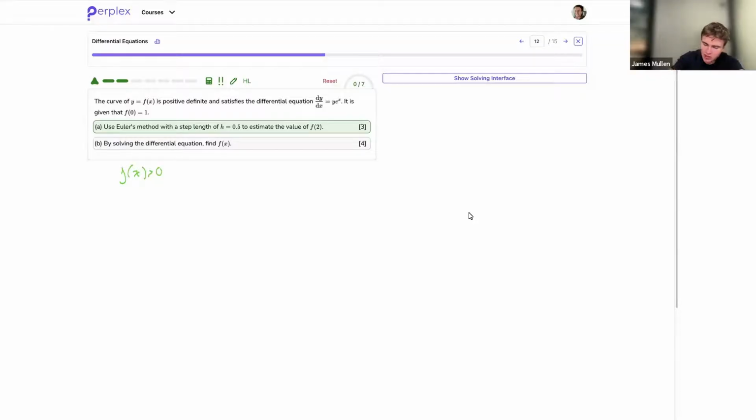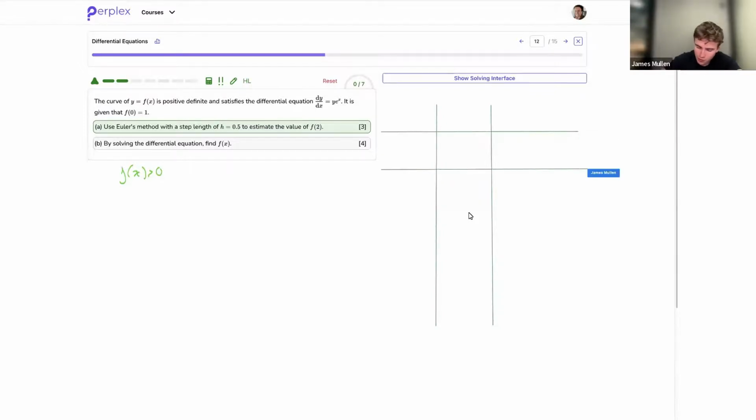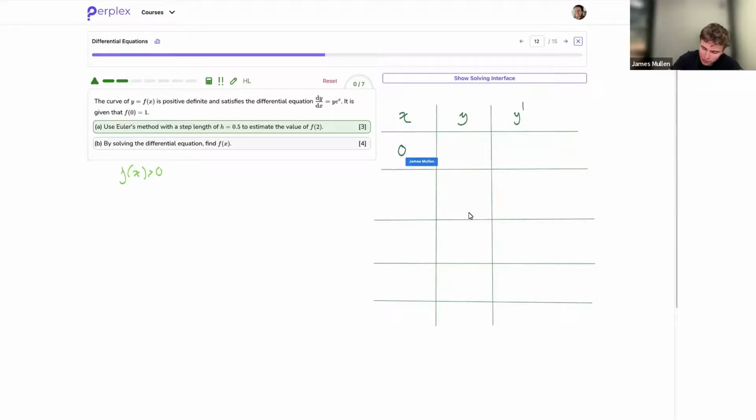What I'm going to do is construct a table to use for filling out Euler's method. So I need a column for the values of x, a column for the values of y, and then I need a first row for x equals 0, x equals 0.5, x equals 1, 1.5, and 2. So that's the table I have. I'm going to put x, y, and y prime, starting at 0, 0.5, 1, 1.5, and 2.